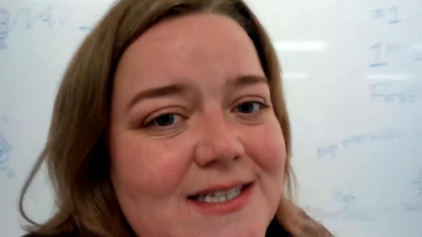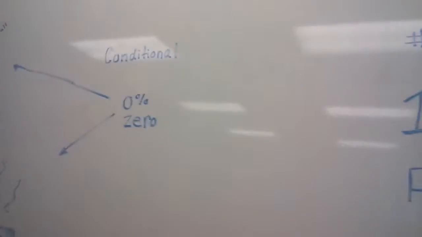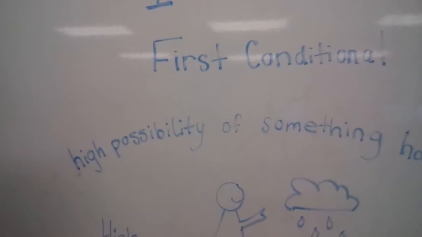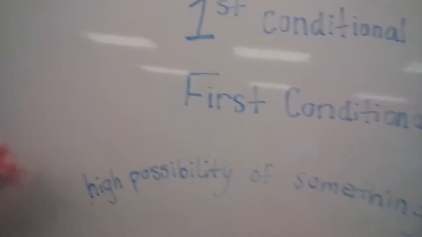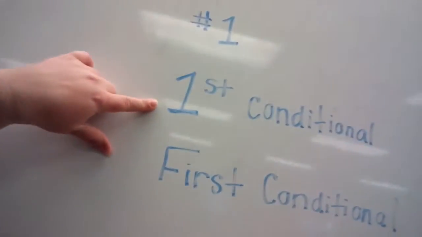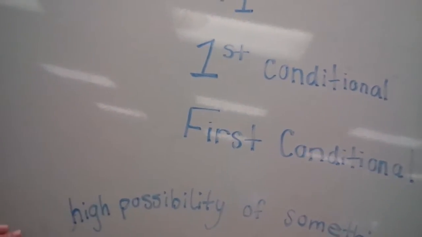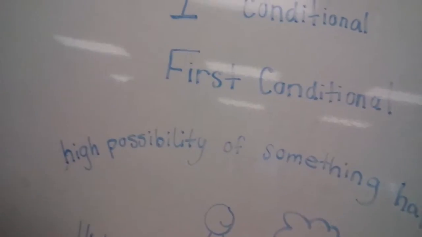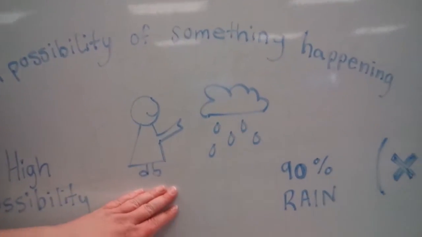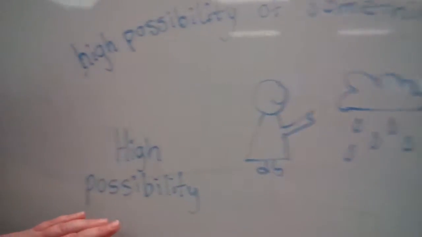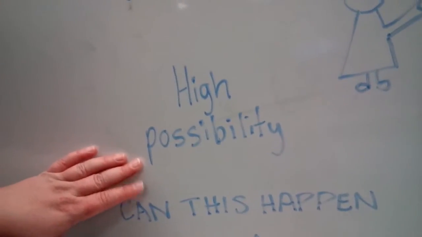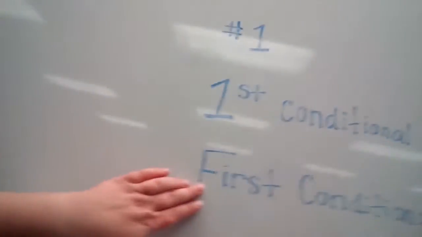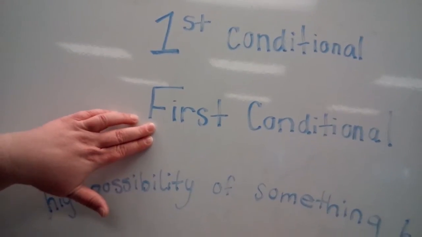First conditional sentences are very common, and they are used to speak about things that have a high probability of happening. So first conditional, spelled out, but talking about things that have a high possibility of something happening. So if you look outside and you're seeing the rain clouds, then you know that there is a high possibility of it raining.